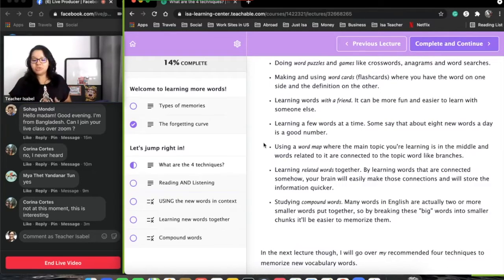Next way, this is a little bit more of a fun way to learn vocabulary, is by doing word puzzles or just games with words. Crosswords, anagrams, word searches. These are all pretty good to find new words. There's a whole lot of apps as well on our phones, and I have some apps where I'm doing the same thing.